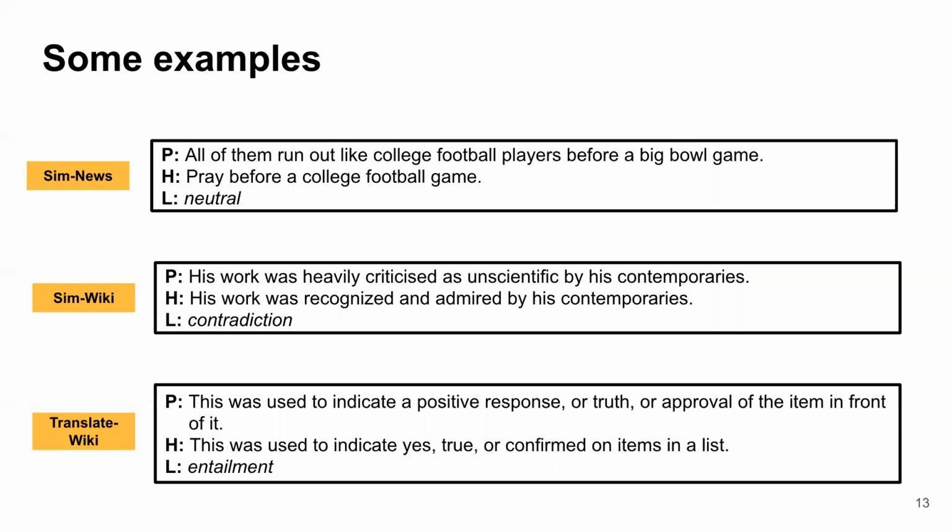Finally, here are some examples of our collected data. We find that they are pretty reasonable as entailment data. However, they might not be as creative as human-elicited hypotheses. For example, here both SimWiki and TranslateWiki have pretty similar premise and hypothesis, which is probably not really useful for entailment data. More qualitative analysis can be found in the paper.